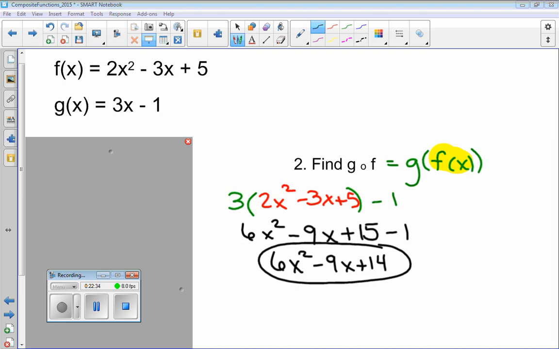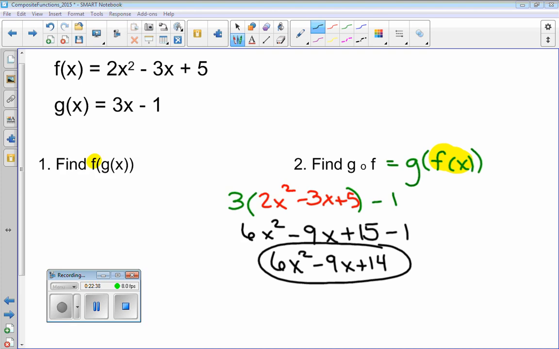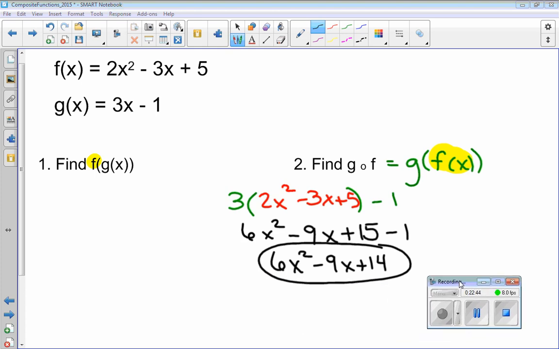So I'll leave that one up there, and I still want you now to come back and do the other one. It's a little harder because there are more x's, more parentheses that you're going to have to do. So again, I'm going to pause it. I want you guys to try.